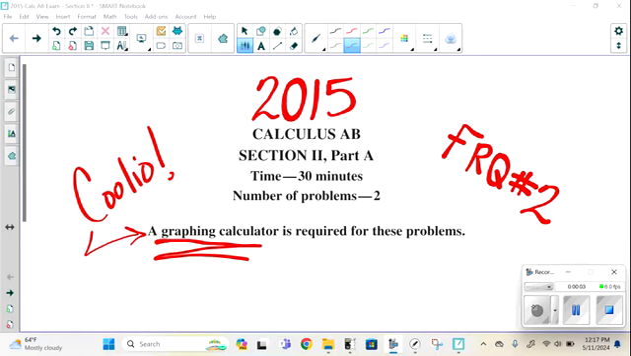Welcome back for problem number two. Yes, we are here for problem two. I'm excited to do this. You might not be excited, but you can at least act like you're excited because you got to be here.